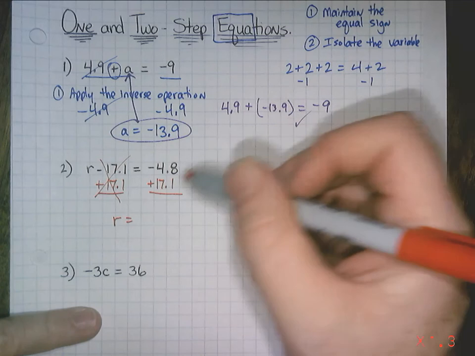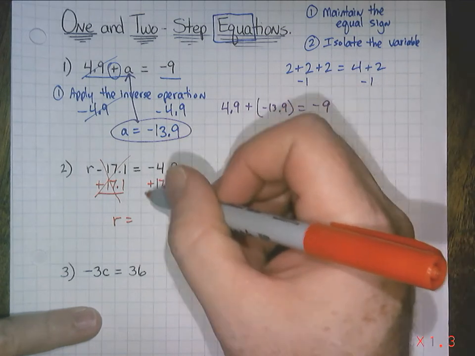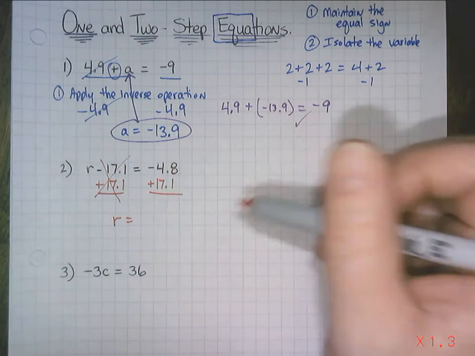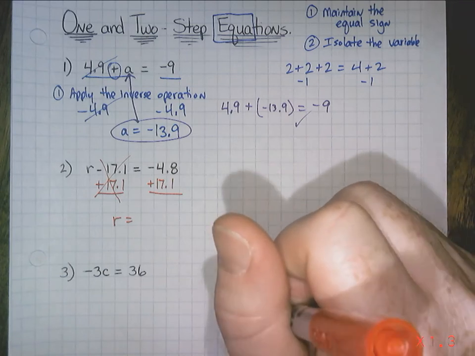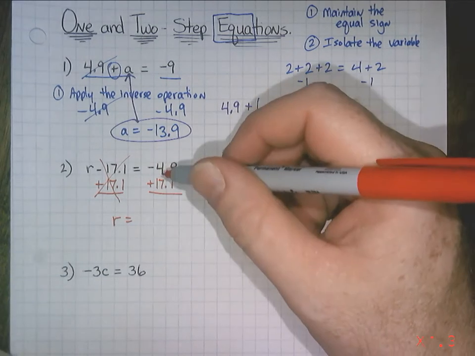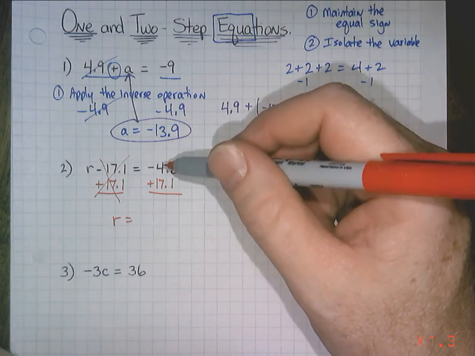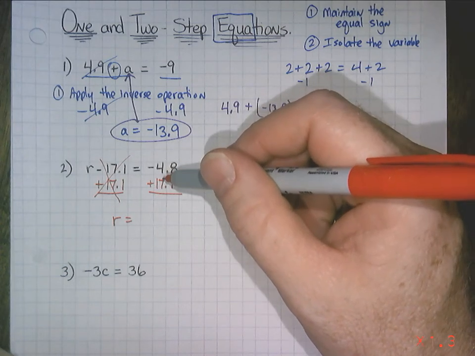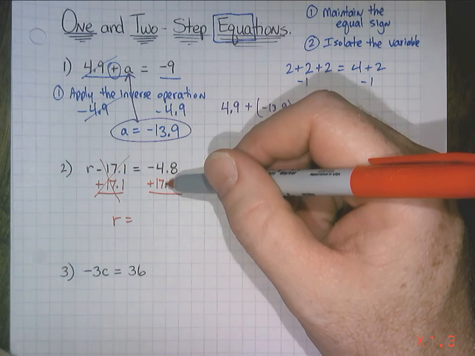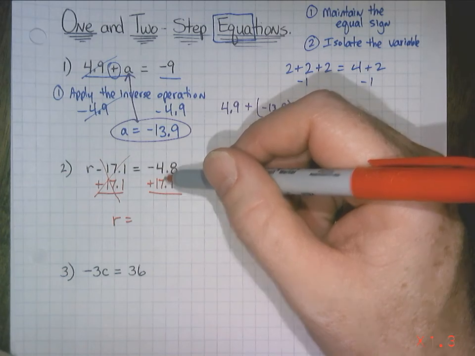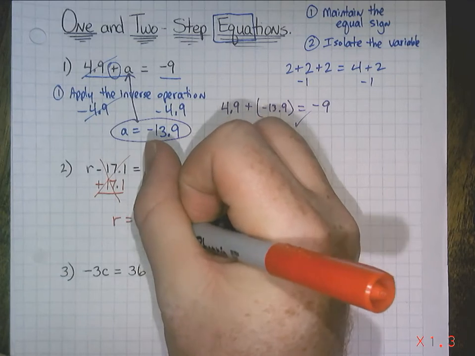And then now we can go ahead and finish this little problem, and we can come up with the solution for R. Now you can't really add those two. You're going to have to find the difference. The difference is close to 13, so it's going to be 12.3, I believe, yeah, 12.3.